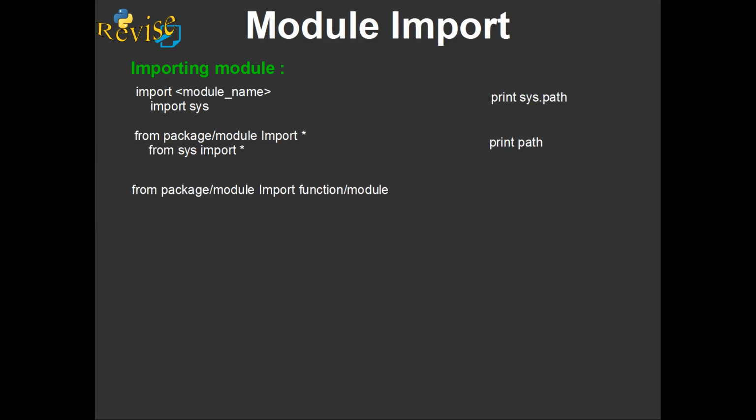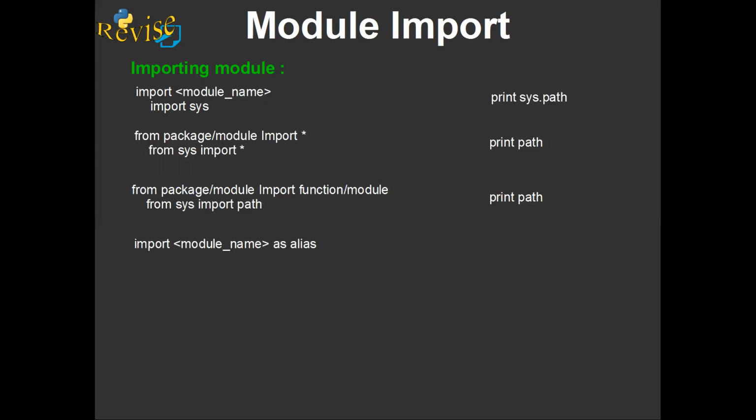Or there's another way, you can use from package import a function or module. You may not want what the direct import or from import star does, which loads up all the modules in a package or all the variables. If you want something specific, you can do from sys import only path. Everything else will not be loaded in memory, so only path will load up.